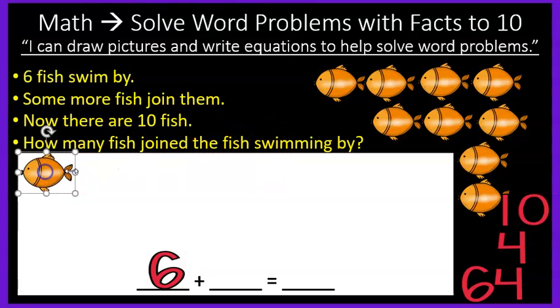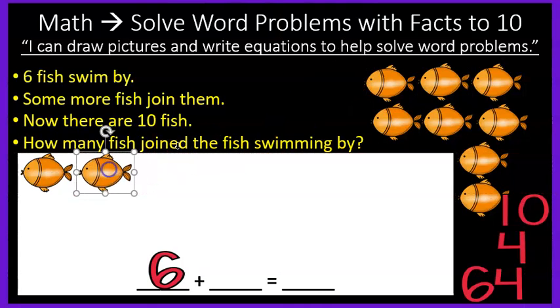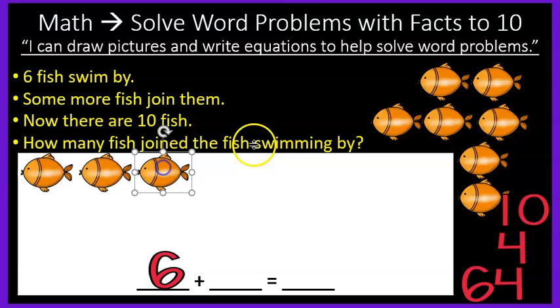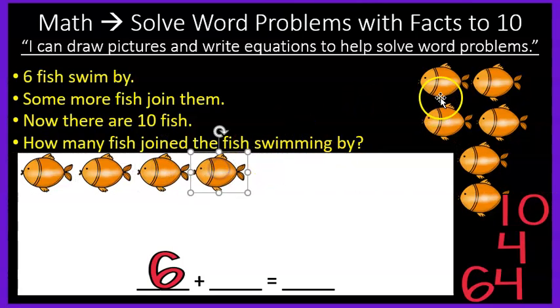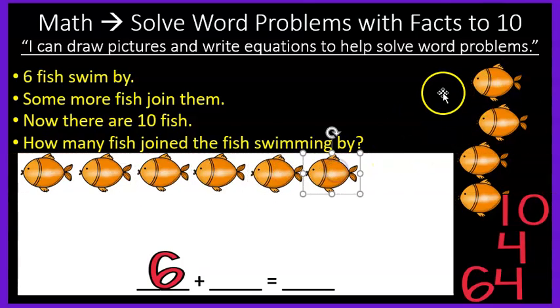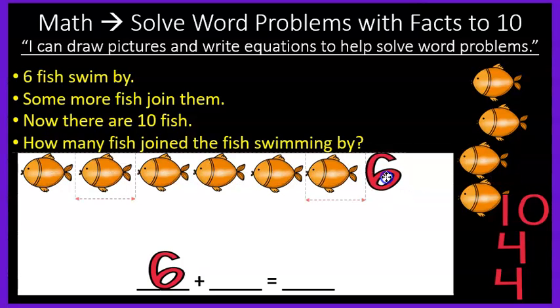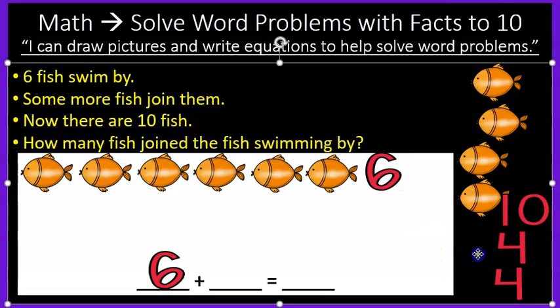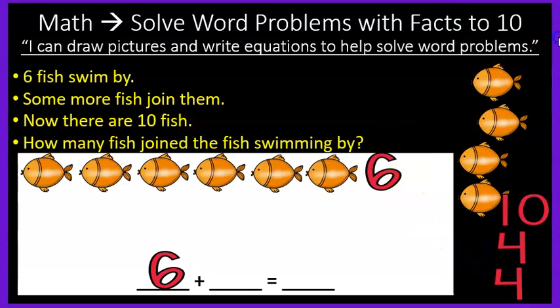Count with me. 1, 2, 3, 4, 5, 6. Now look at that, boys and girls. We now have 6 fish right here. 1, 2, 3, 4, 5, 6. Okay? Now watch. I'm going to put a number 6 here, okay? So that way you know that right off the bat, you're going to have 6 fish there, okay?